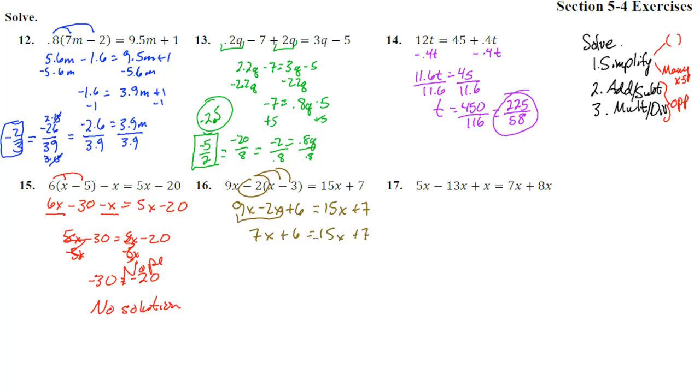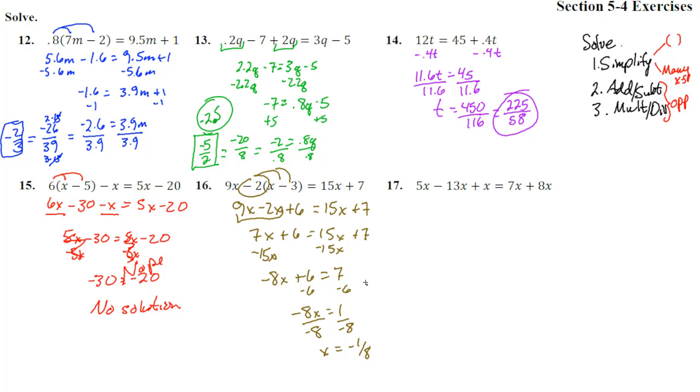We still have many x's. We've got to get rid of one of them. Let's go ahead and subtract this 15x from both sides. I know we're going to get a negative, but it's okay. Negative 8x plus 6 equals 7. And subtract 6. We're now down to step number 2. Subtract 6 from both sides. Negative 8x equals 1. Then divide by negative 8. X equals negative 1/8.